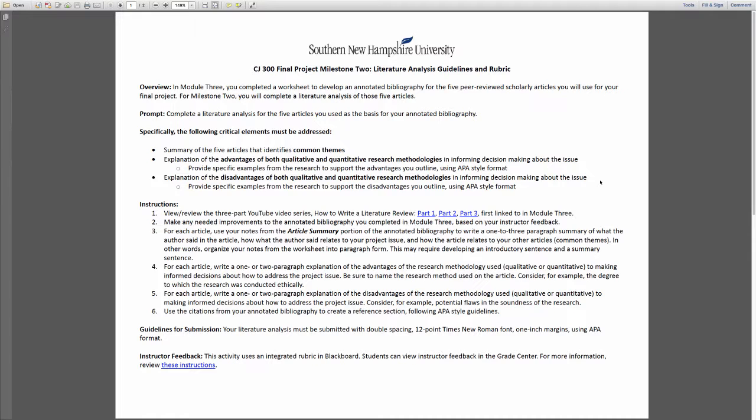Number 6, use the citations from your annotated bibliography to create a reference section following APA style guidelines. The guidelines for submission are your analysis must be submitted with double-spaced 12-point Times New Roman or a similar font, but 12-point, 1-inch margins, and of course APA format.